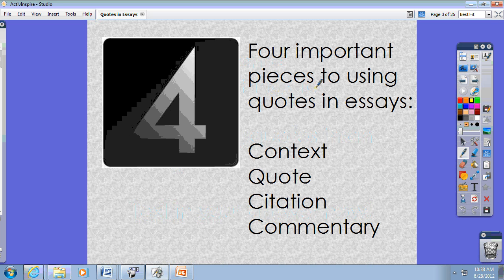Here are 4 things that I would say you need to worry about when you're talking about using quotes in an essay. And for our purposes, these translate really well, again, to the quotes log. You need to worry about context of the quote itself, citation, and commentary. You might write these with space in between so that you can fill in some definitions or examples as we go through this slideshow and get you some notes about these 4 important pieces.